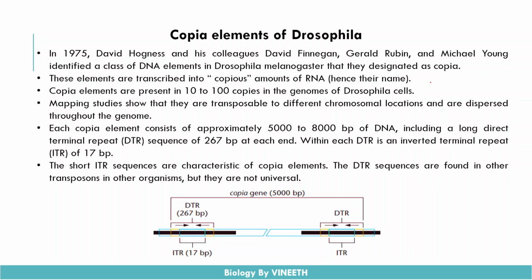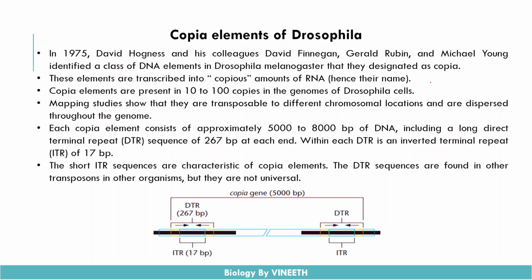Why are they regarded as copia elements? Because they are transcribed in copious amounts of RNA molecules. Because of that production of RNA in copious amounts, they are regarded as the copia elements. These copia elements are present in 10 to 100 copies in the genomes of Drosophila cells. Mapping studies show that they are transposable to different chromosomal locations and are dispersed throughout the genome, because they are regarded as interspersed elements.